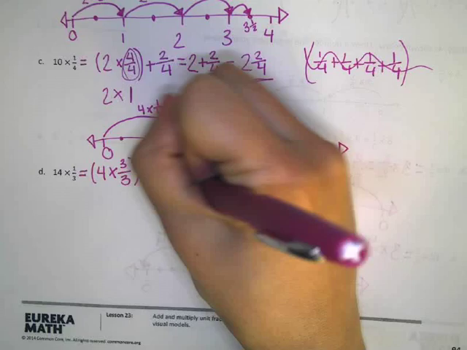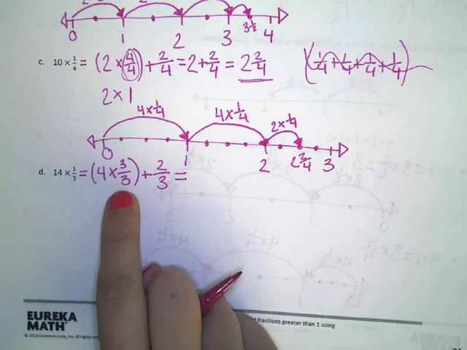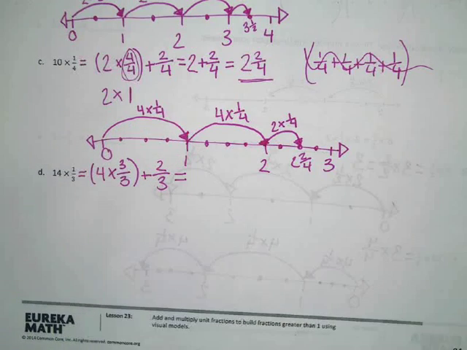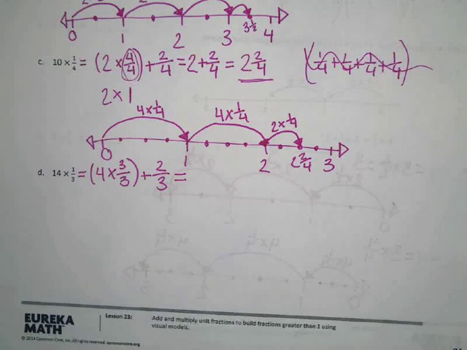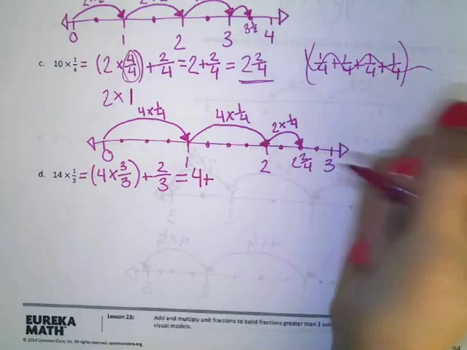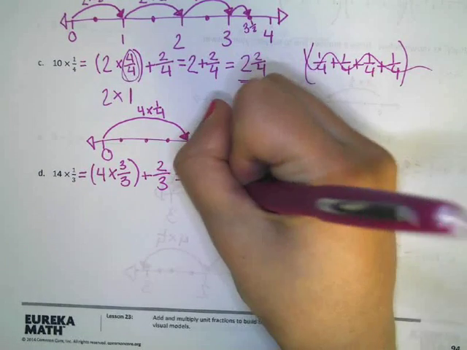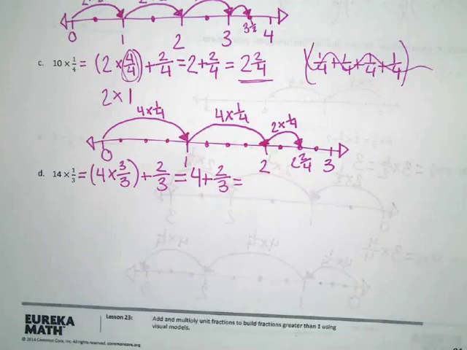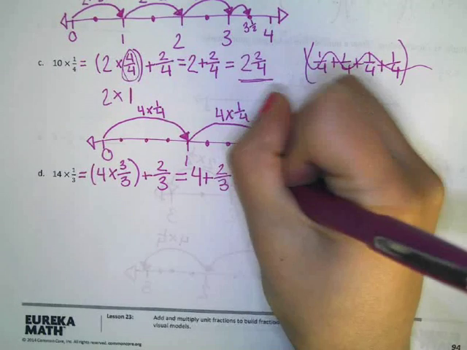All right, so 4 times 3/3 is the same as what? 4! I heard someone say it. Yay! How did you know that? Why didn't you say 12? Because 3/3 is the same as 1. Yes, 3/3 is the same as 1. So this equals 4 plus 2/3 still. And 4 plus 2/3 is? 4 2/3.